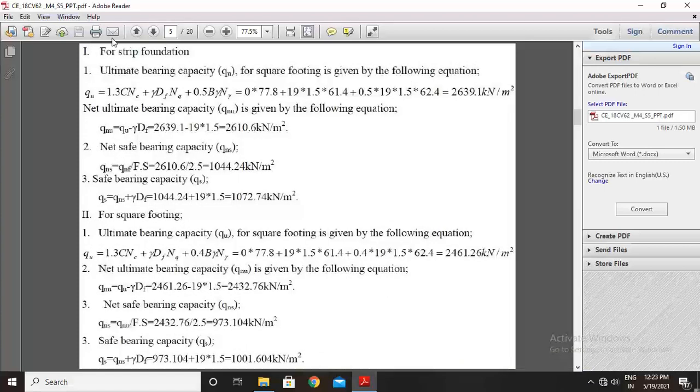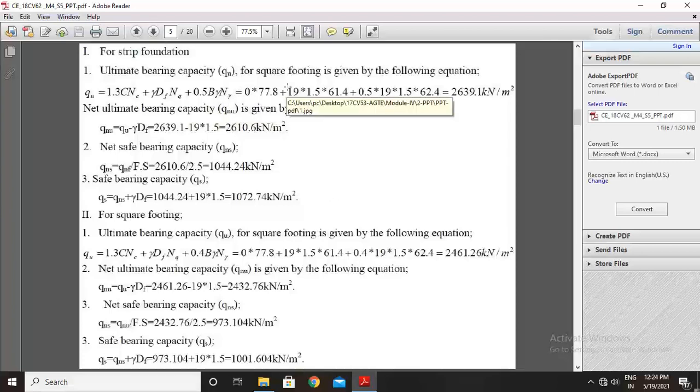Now the first case, strip foundation: how to calculate QS. Follow the same steps. First step, ultimate bearing capacity for strip footing; this is not square, so you make corrections. For strip footing it is given by the following equation: Q equal to 1.3 times C NC plus gamma Df NQ plus 0.5 times B gamma N gamma. So this is the equation for strip footings.